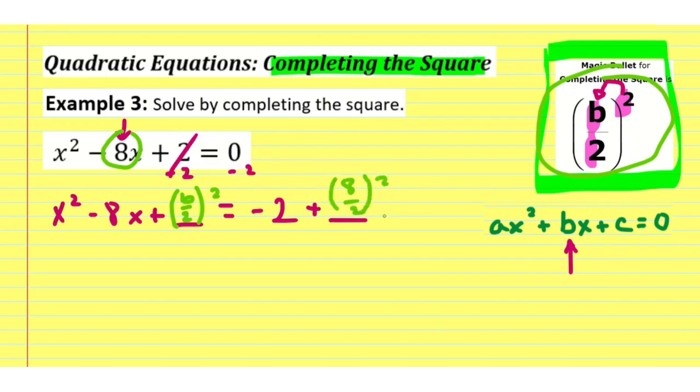Okay, so the magic bullet goes in that blank. So we're going to create a new trinomial on the left side of our equal sign. So let's go ahead and write down the next one. x squared minus 8x plus some number. Well, that number is whatever this is equal to.